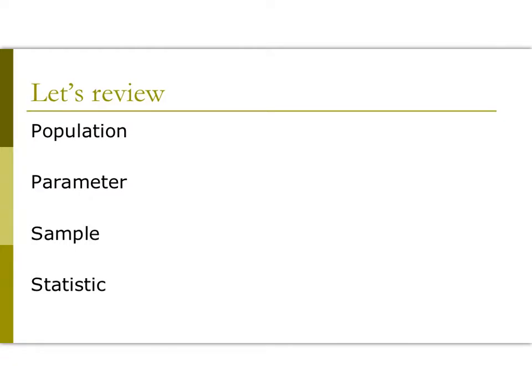So first, let's review. The population is the total group that we care about knowing something. The parameter is what we want to know about that group. The sample is what we're able to obtain, and the statistic is the thing we're measuring from that sample. So population parameter, sample statistic.